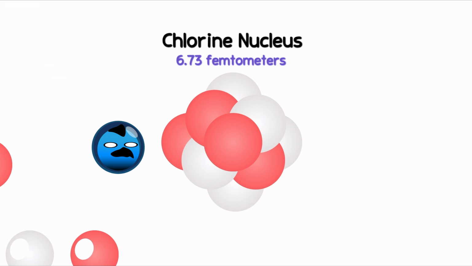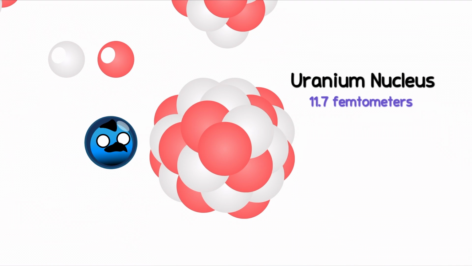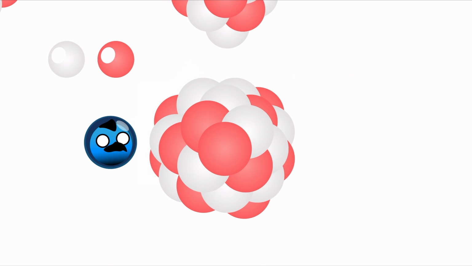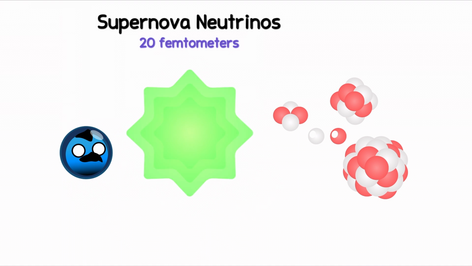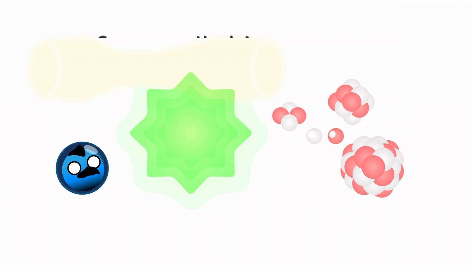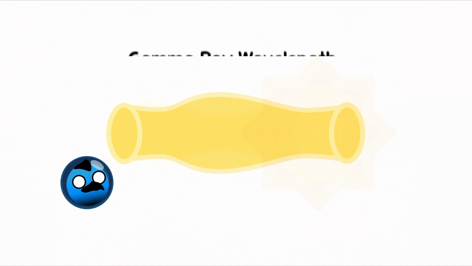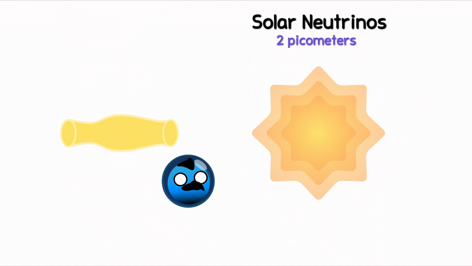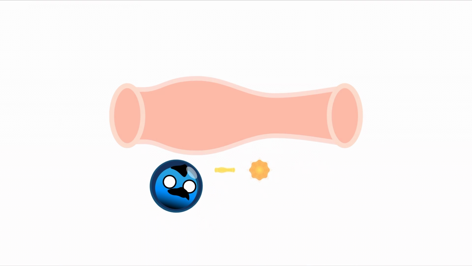Chlorine nucleus, 6.73 femtometers, contains protons and neutrons in the center of a chlorine atom. Uranium nucleus, 11.7 femtometers. Supernova neutrinos, 20 femtometers, ghostly particles produced during the explosive death of massive stars. Gamma ray wavelength, 1 picometer. Solar neutrinos, 2 picometers, tiny neutral particles emitted by the Sun.